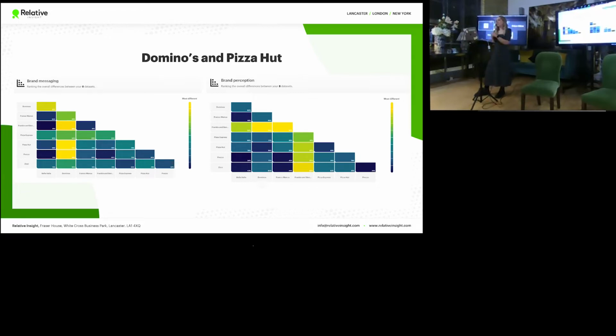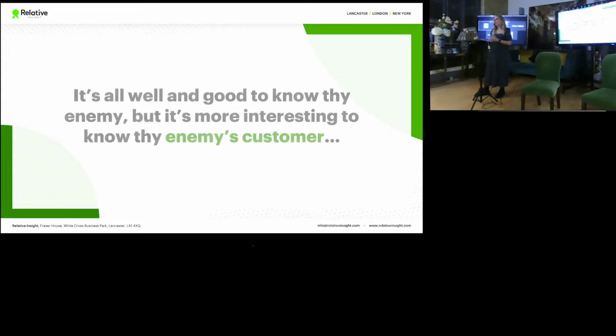So it's just interesting because although they're trying to differentiate themselves in the market, you can do this all you like, but if consumers see you as the same, then you're really going to miss the mark. So in summary, it's all well and good to know thy enemy, but it's actually more interesting to know thy enemy's customer.